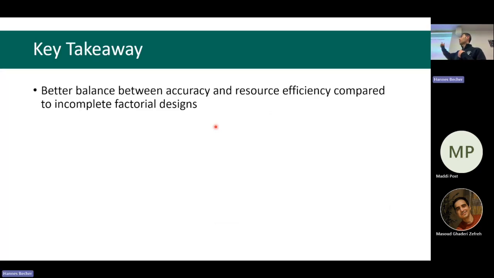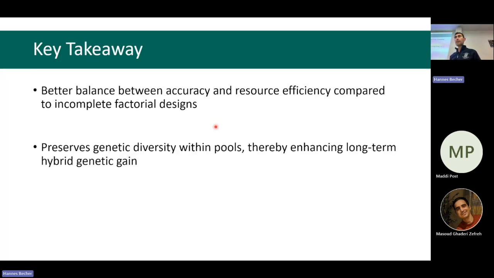Okay, so we compare with the factorial design and we see that we get better balance between accuracy and resource efficiency. With few testers, we get the same accuracy as an incomplete factorial design. I didn't show this, but Sparse also preserves genetic diversity by using more testers. We exploit more broad complementarity, which helps to enhance the long-term genetic gain.